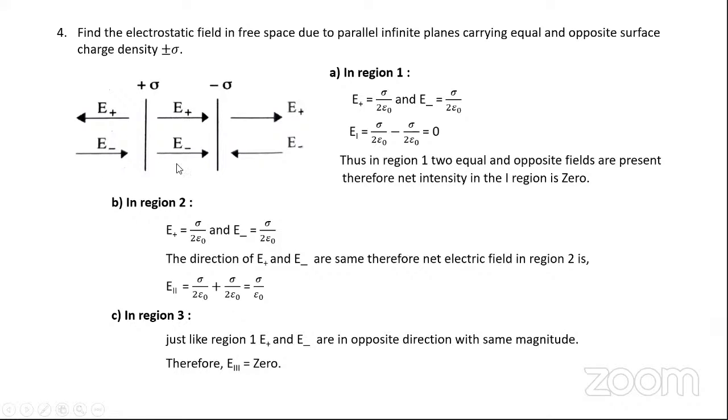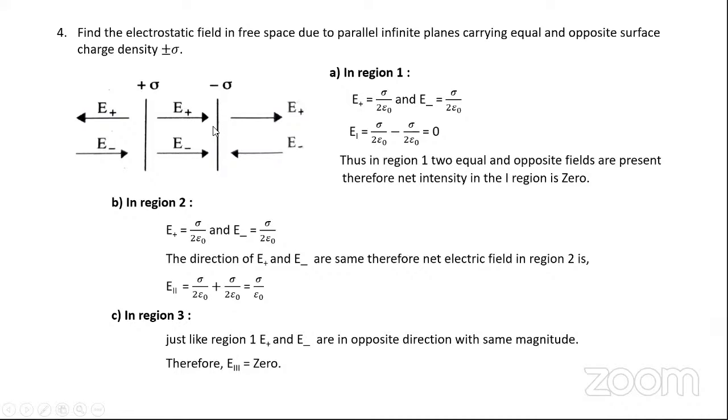So E plus, what is this E plus? E plus is the electric field due to the positive plate. So it is sigma divided by twice epsilon 0, as we have considered in the previous case. And E minus is the electric field produced by the negative plate. So it is sigma divided by twice epsilon 0, right?